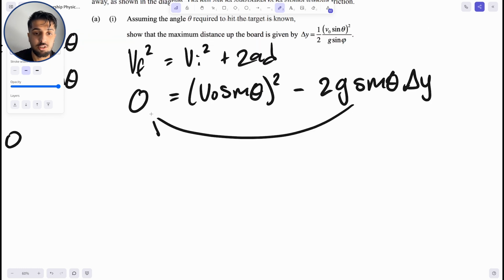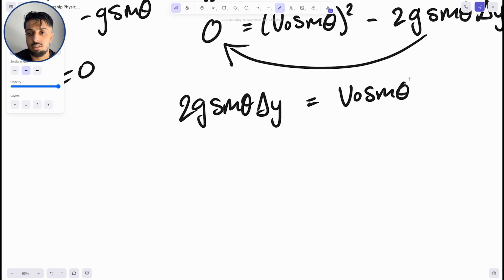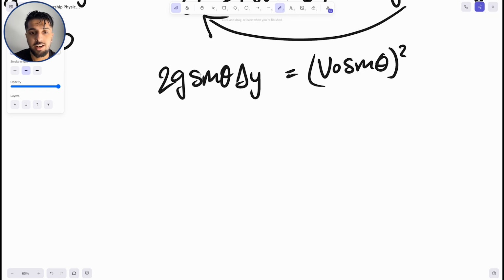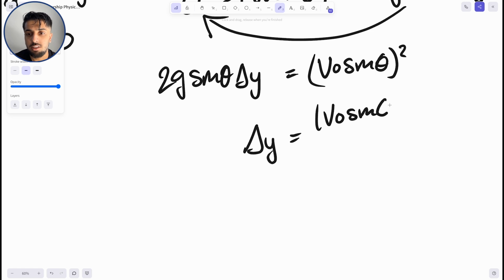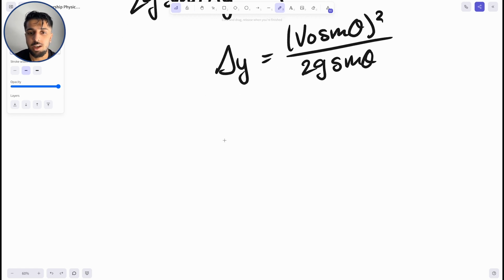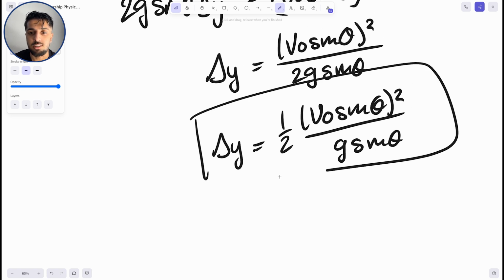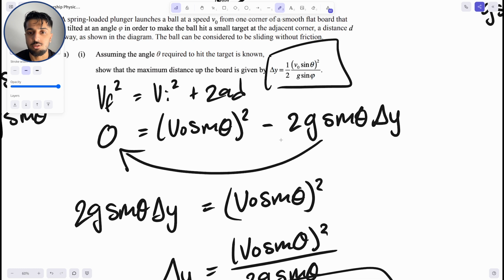Now rearranging and bringing this term onto this side right here, we get 2g sine theta delta y is equal to (v0 sine theta) squared. And dividing by 2g sine theta, we get delta y is equal to (v0 sine theta) squared all over 2g sine theta. And we can bring this 2 out as a half, and we get delta y is equal to half (v0 sine theta) squared all over g sine theta. And as you can see, that is the equation that we are trying to find.